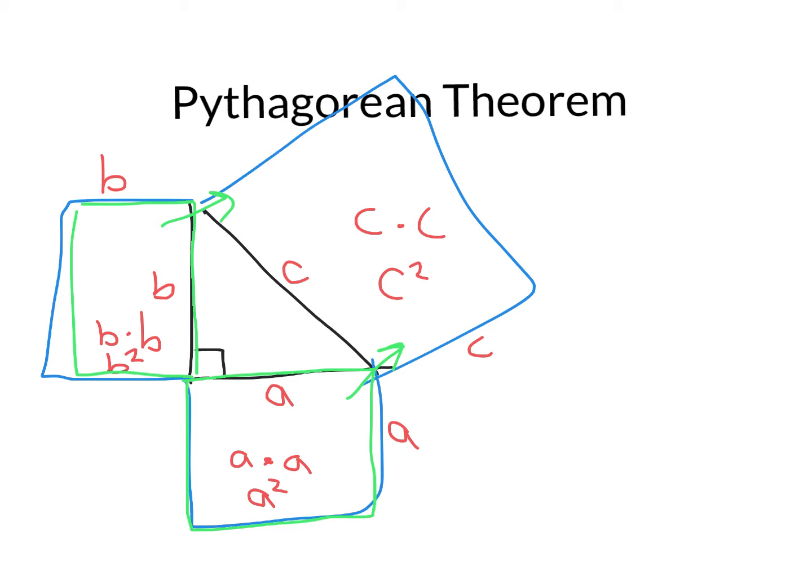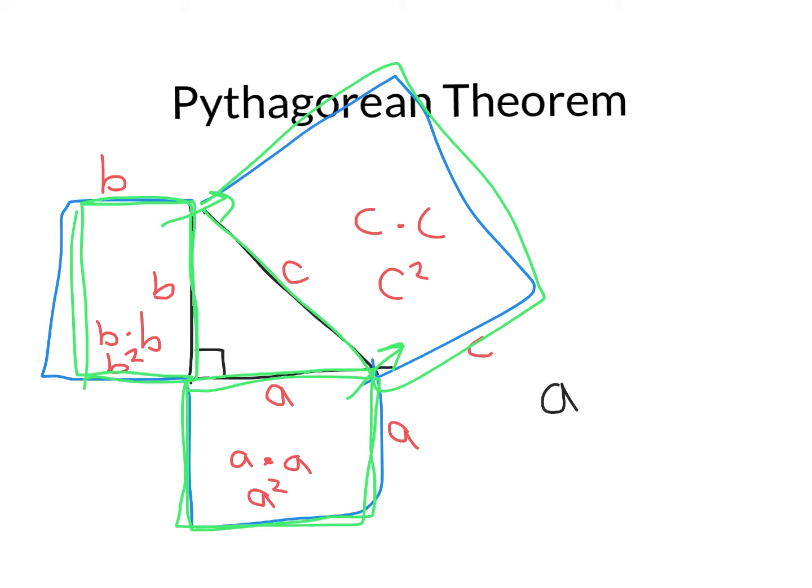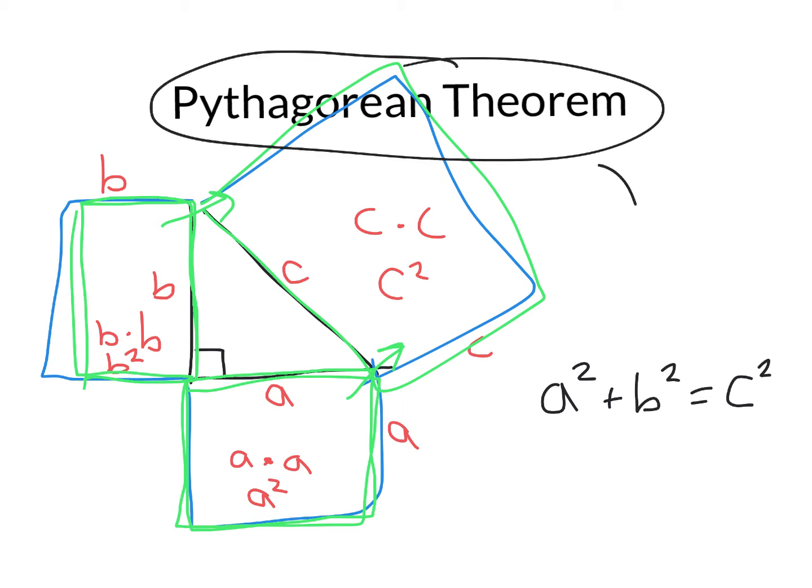And what you see, or what that means then, is that this square here plus this square here is equal to the area of this square here. Or in other words, a squared plus b squared is equal to the area of c squared. And this, a squared plus b squared equals c squared, is actually called the Pythagorean theorem.